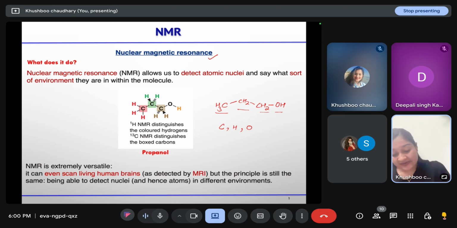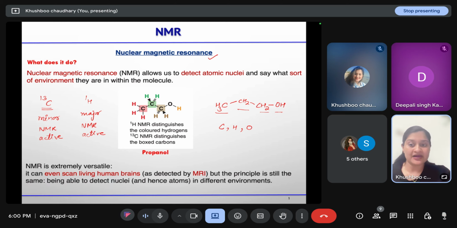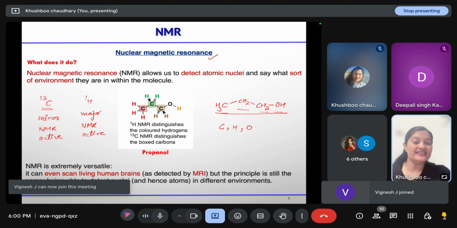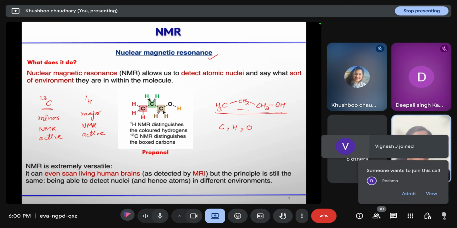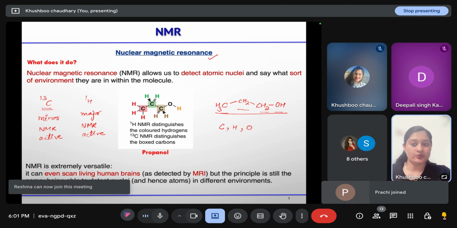As we know, carbon-13 is a minor isotope of carbon and is NMR active. Similarly, 1H is the major isotope of hydrogen, and this is also NMR active. So when we check the proton NMR or carbon-13 NMR of this molecule, how many different kinds of peaks will we get, and on what basis do we decide that we will get these many different peaks in the molecule? This we will study today.